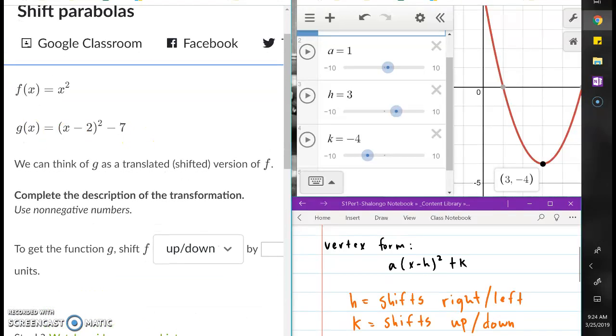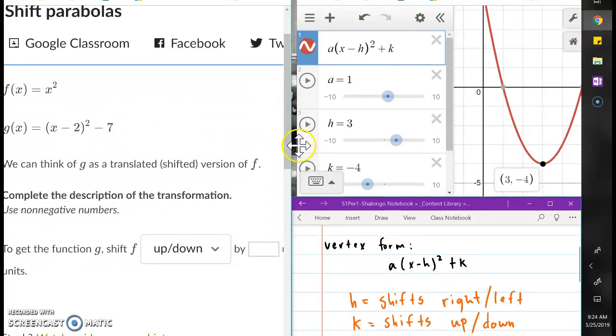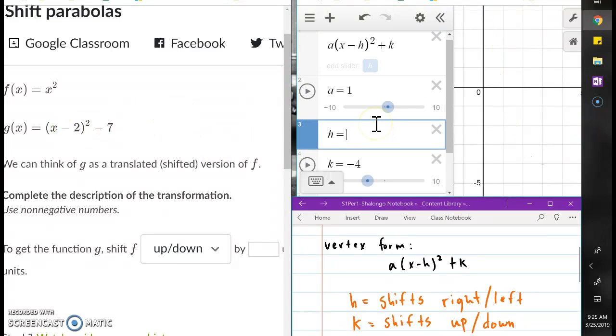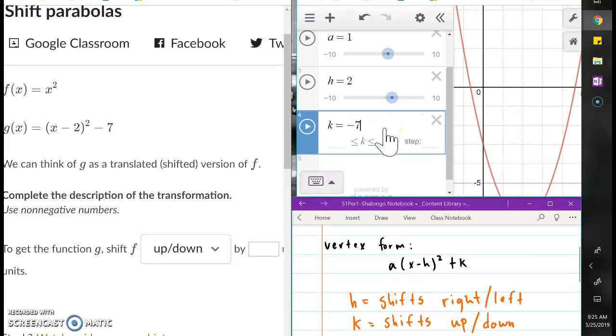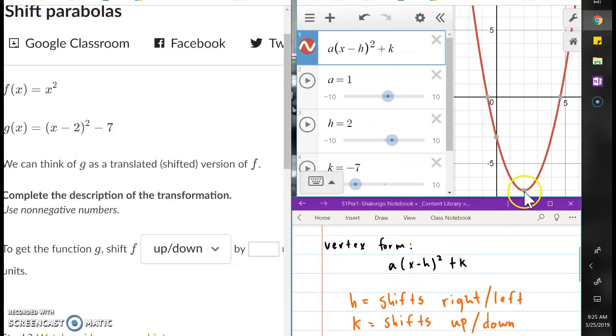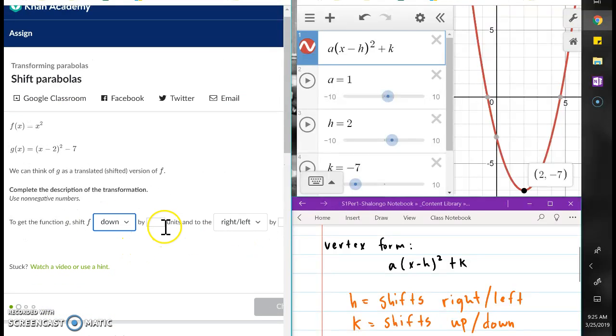Okay, next one. We can think of G as a translated version of F. So I can go ahead and adjust H to positive 2 and K to negative 7. And then I can count, or I can just look to see. Cool, they shifted it from the 0. They've shifted it 2 to the right. And they've shifted it 7 down. Down 7 units, and to the right by 2 units.